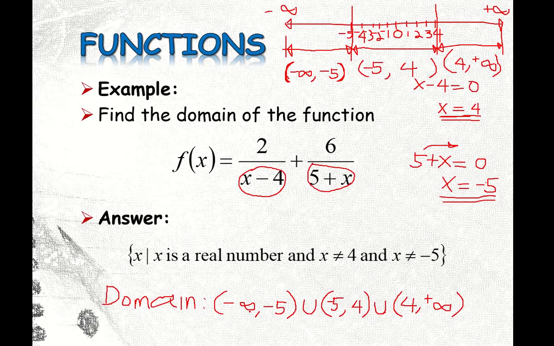Okay. Negative infinity, negative 5, and negative 5 positive 4, and in union with positive 4 and positive infinity. Okay, so that's how to write the domain in this notation. Any question?